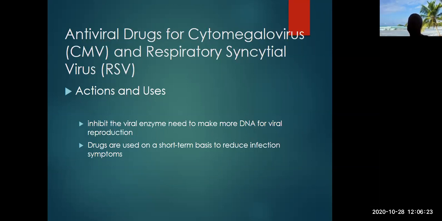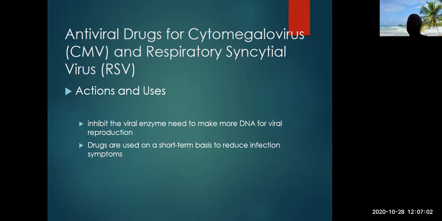and this can also lead to death. So with the actions and uses of the drugs to treat CMV, they come from the viral DNA polymerase inhibitor class. Those drugs basically inhibit the viral enzymes needed to make more DNA for viral reproduction. As a result, fewer viruses are made, and the infection symptoms begin to subside.